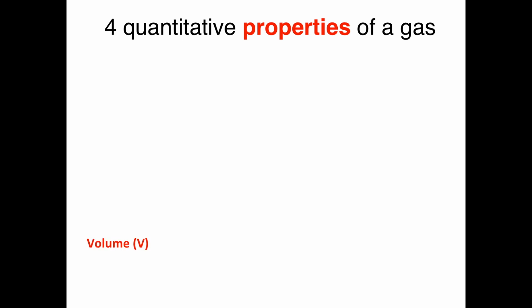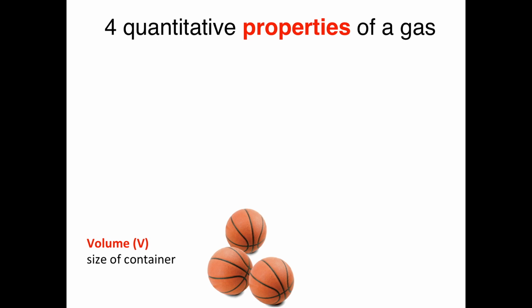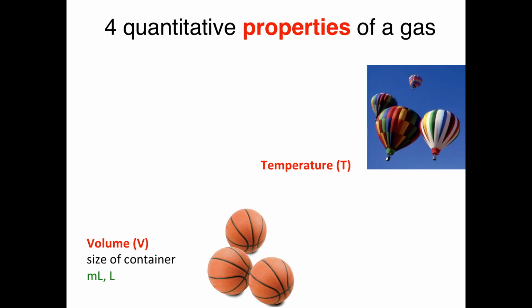The first we want to talk about is volume. Right? The volume is, as we have said before, the size of the container. The volume of a gas in a basketball is the size of that basketball. The volume of a gas in a room is the size of that room. So we usually measure volume in units of liters or milliliters. Next, a property we can also measure is the temperature of a gas. So take a look at this example here, a hot air balloon.